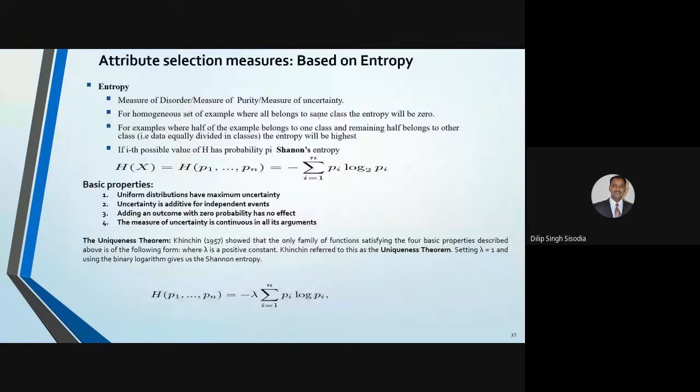Now, what is this entropy? Entropy is used as a selection measure for the splitting node. Entropy is a measure of disorder, or a measure of purity, or a measure of uncertainty. For a homogeneous set of examples where all belong to the same class, the entropy will be 0, because there is no uncertainty associated. For example, where half of the examples belong to one class and the remaining half to the other class, or the data is equally divided into classes, the entropy will be highest.